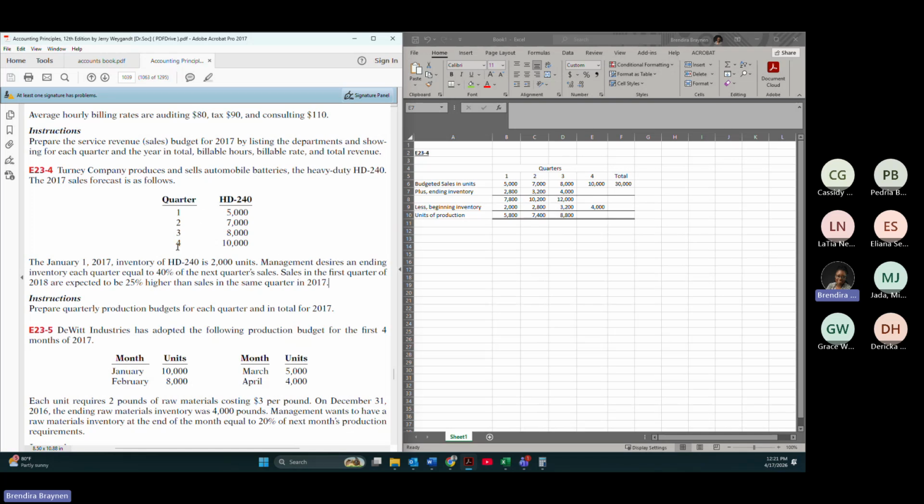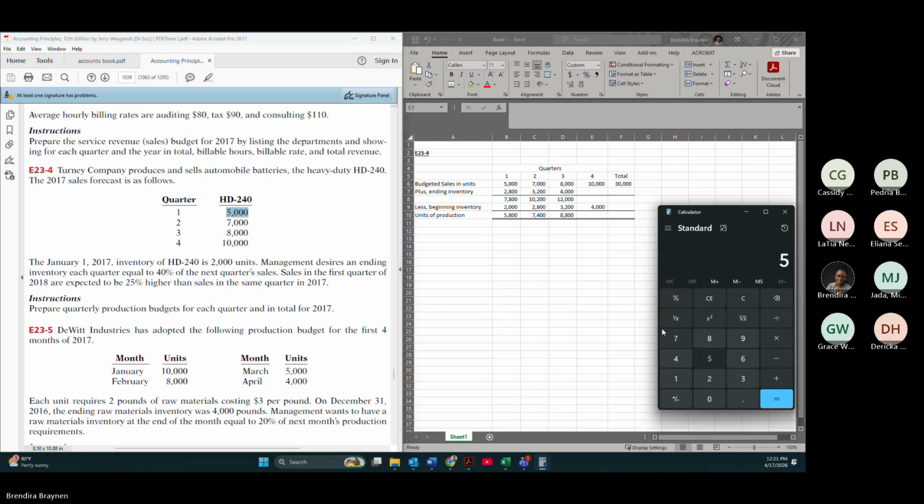If they say it's 25% higher than the same quarter in 2017, we're doing quarter one next. Sorry, quarter one sales time. So 5,000 times 25% means 1,250 higher. So that plus 5,000 means that it's 6,250 are the sales that they are expecting in the first quarter of 2018, which is what we need to figure out the ending inventory here.